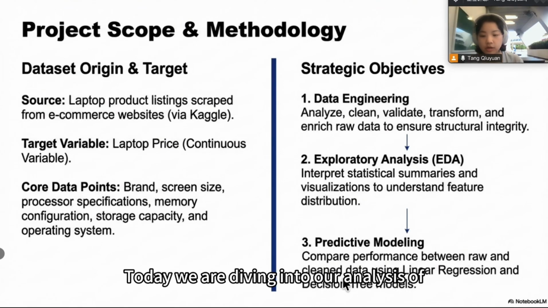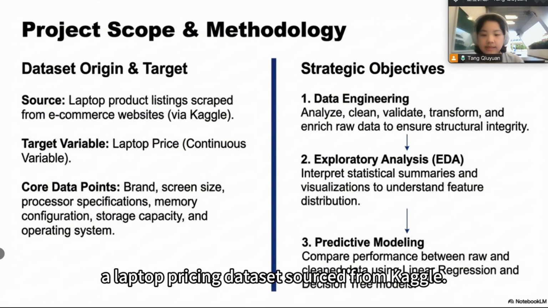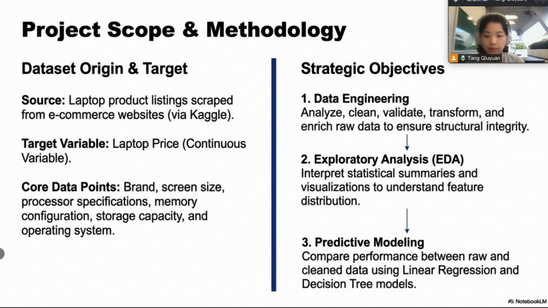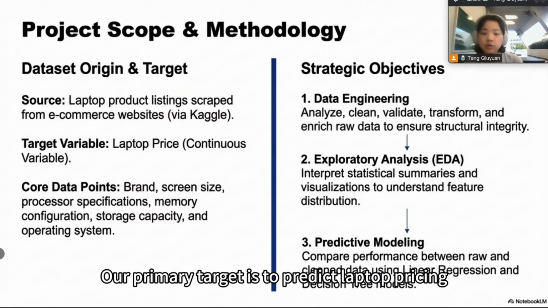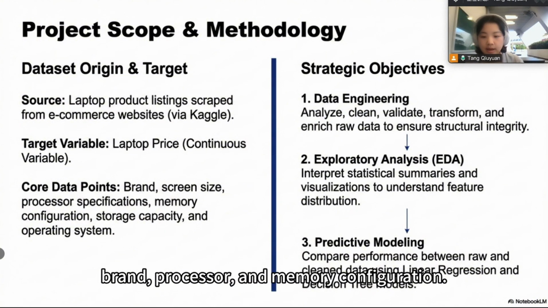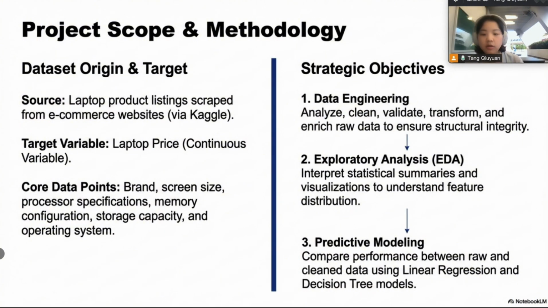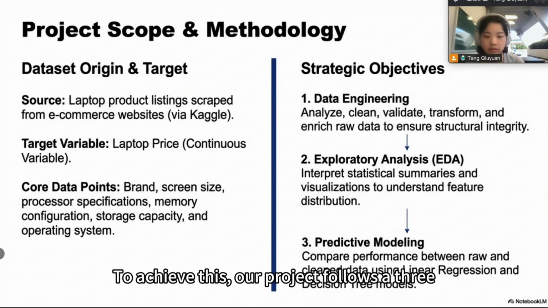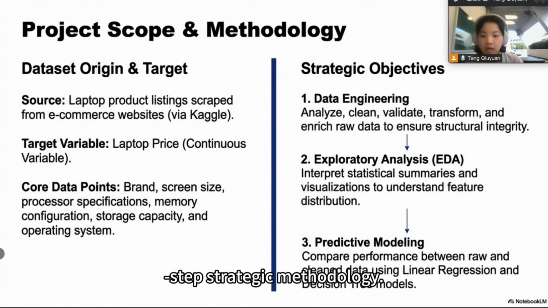Today, we are diving into our analysis of a laptop pricing dataset sourced from Kaggle. Our primary target is to predict laptop prices, a continuous variable based on features like brand, processor, and memory configuration. To achieve this, our project follows a three-step strategic methodology.